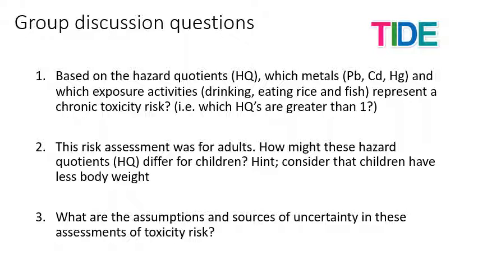So finally, question 3 is a rather broad question, but wants you to think about the assumptions and sources of uncertainty in these assessments of toxicity risks. And really here I want you to recognize that all of the 6 variables in this ADI equation are likely to be quite variable. So for example, concentrations of metals in water and food within a particular area can vary considerably, by orders of magnitude.